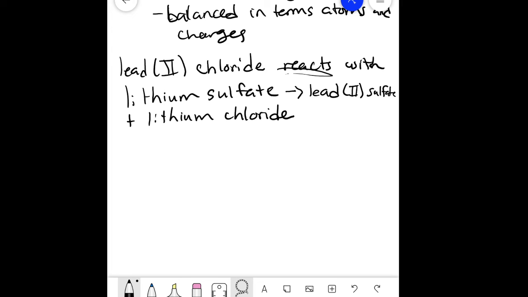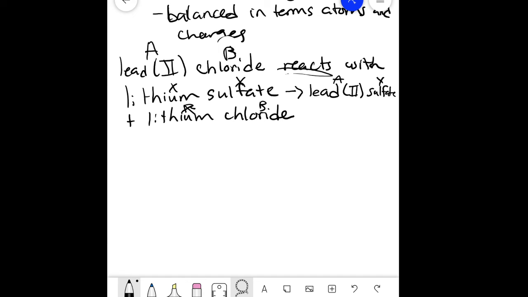So this is how you're going to write it. This is going to be your first part of the reactants. This is your second reactant. This is going to be your first product and your second product. And this is how the double displacement works. See, this is A, B, X, Y, and now we have A, Y, and X, B.